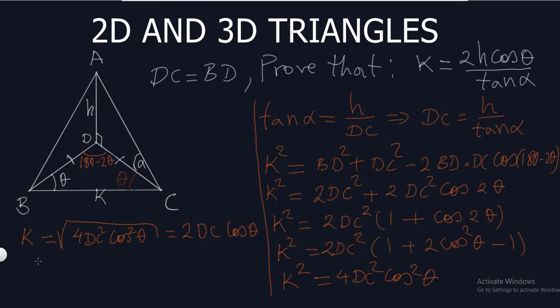Alright. Now what will K be? Instead of DC, remember, DC is what? H divided by tan alpha. That is our DC. Then we multiply by cos theta. Can you see the same answer? So that is our correct answer.